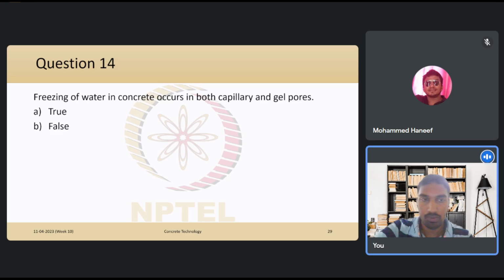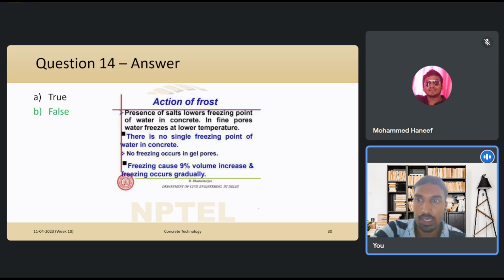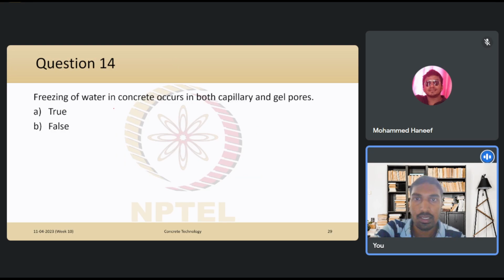Okay, we have one more for option B. The right option is B. It is false. Why is it false? Because the statement says that freezing of water occurs both in the capillary and gel pores. Right? It's not true. It is only the water in the capillary pores that will freeze, not in the gel pores. So it is not both. It is only capillary, right?